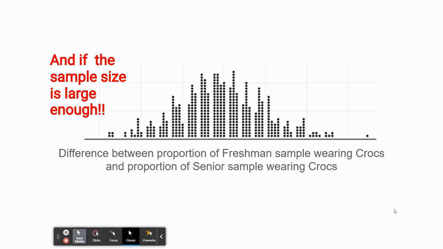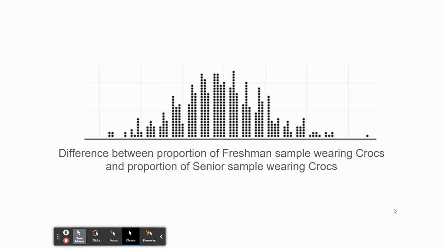Now, eventually, if I repeat this process enough times, my distribution of the differences in the proportions is going to start to look more and more like a normal distribution. And that's where we can start to do some fun calculations. So let's try to do an actual problem with this scenario.